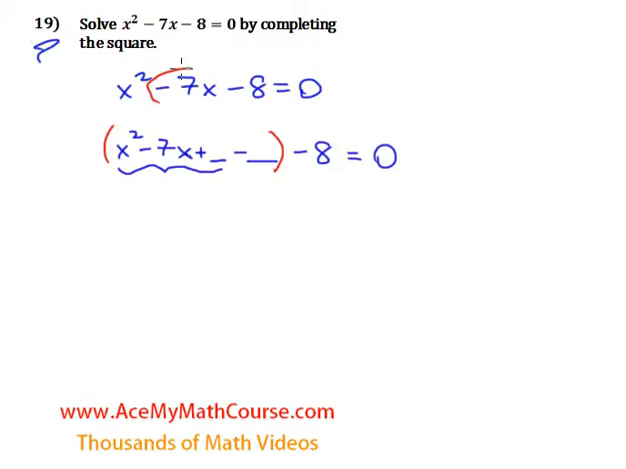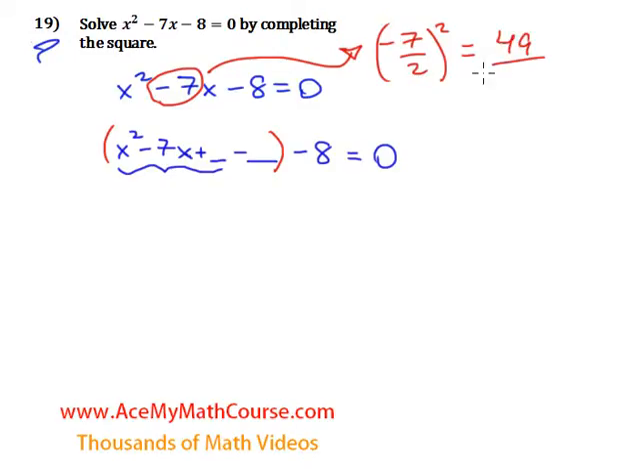Well, let's take the negative 7. We can divide it by 2 and square it. The square can apply to both the negative 7 and the 2. Negative 7 squared is positive 49, mind you. And 2 squared is 4. So I need to add 49 over 4 and take it away also to balance the equation essentially, because we don't want to change it.